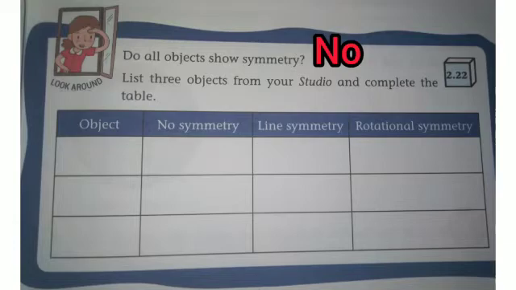Next question is to list 3 objects from your studio book and complete the table. In previous pages of your book, there are many objects listed about symmetry and no symmetry. You have to find the objects from your studio book and write the object names under the object column. Then find which of those objects have no symmetry, line symmetry or rotational symmetry. According to the object, you have to find what object comes under which category. Write the correct answer under the particular column.